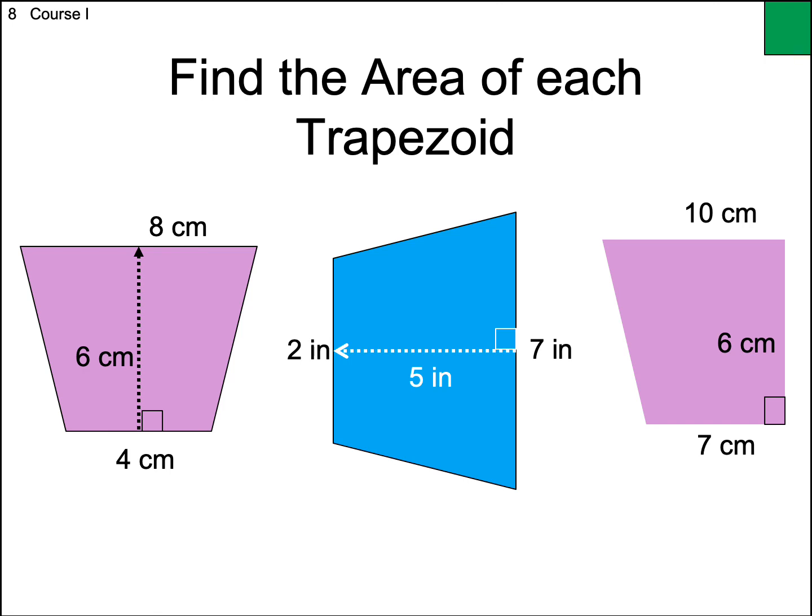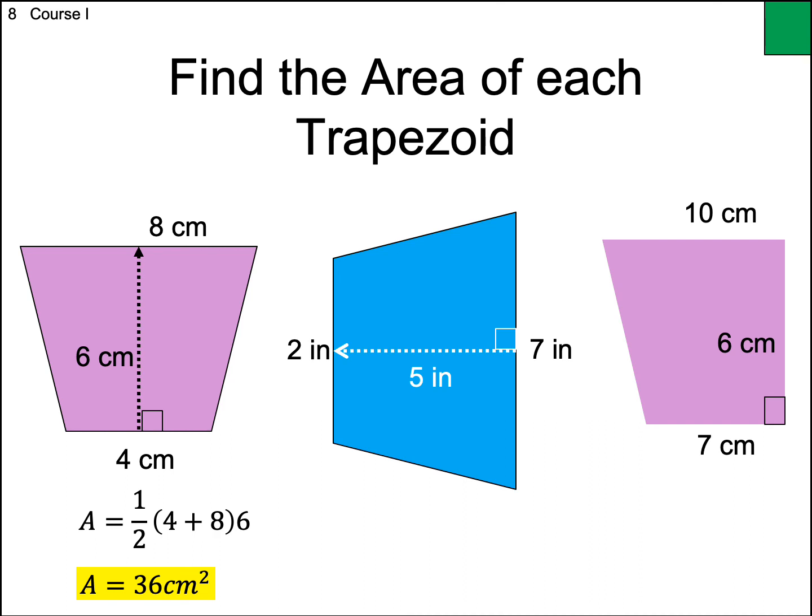How'd you do? All right, let's take a look at the left one. Well, let's see. The bases are 4 and 8, and the height is 6. 4 plus 8 is 12. Half of 12 is 6. 6 times 6 is 36. So 36 square centimeters. The middle one, let's see, the bases are 7 and 2.